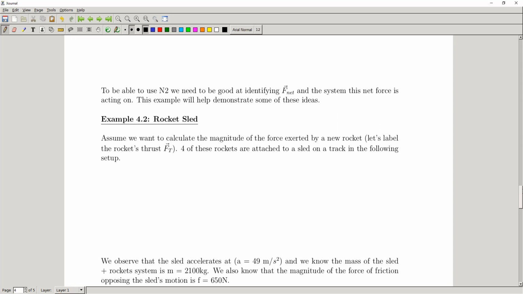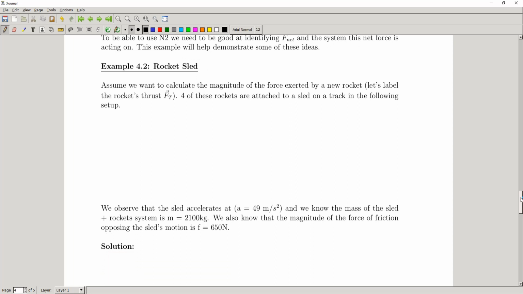Let's take a look at this example. This is example 4.2 from the text, and it deals with a rocket sled. We're going to assume that we want to calculate the magnitude of the force exerted by a new rocket that we've developed. Let's say we're engineers building some rockets. We want to calculate the magnitude of the force exerted by this rocket. We're going to call the thrust of the rocket, the force exerted by the rocket, Ft. So that's just going to be the force of thrust. We're going to attach 4 of these rockets to a sled on a track in the following setup.